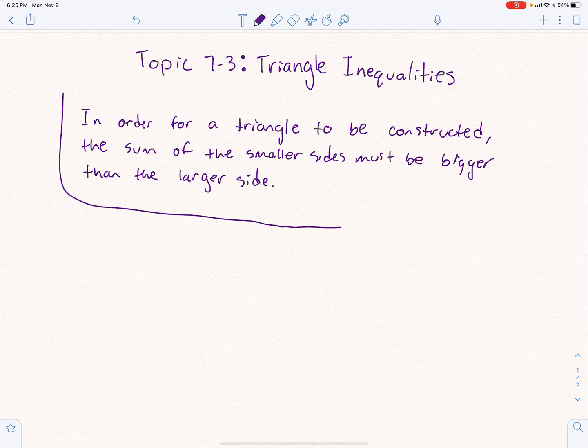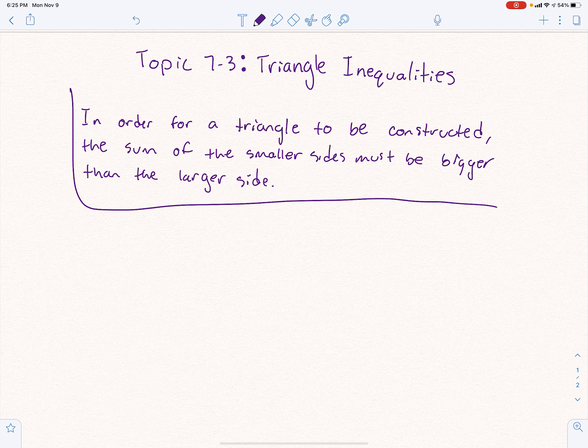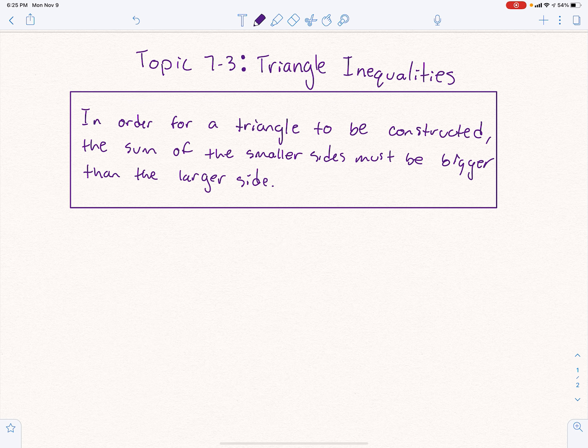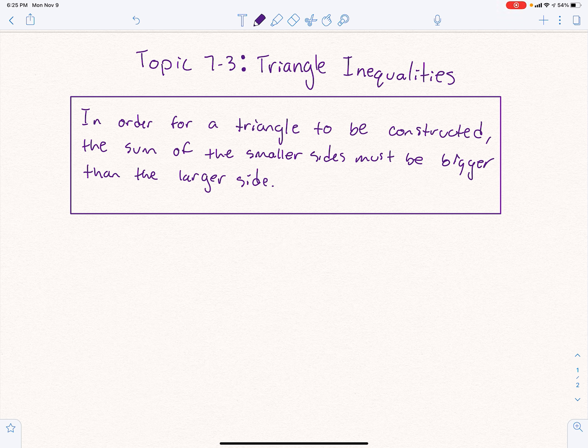Now, just as a definition, that's a little bit confusing. But what that basically means is if I'm ever going to draw a triangle, the two smaller sides have to be bigger than the third side to make a triangle. We'll write some examples of what that looks like.